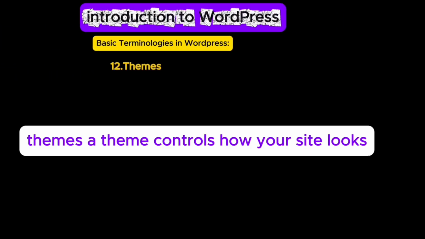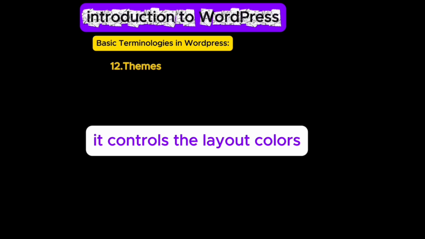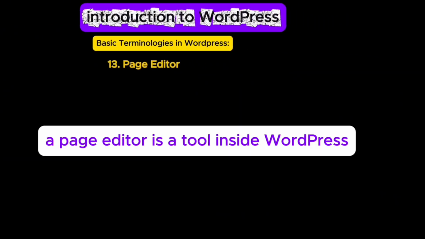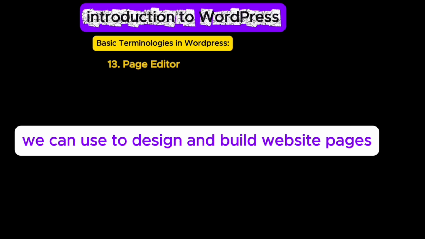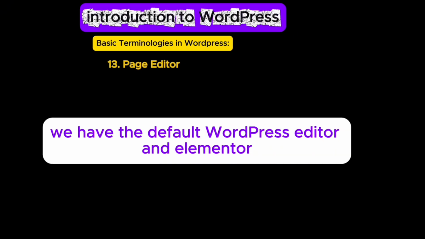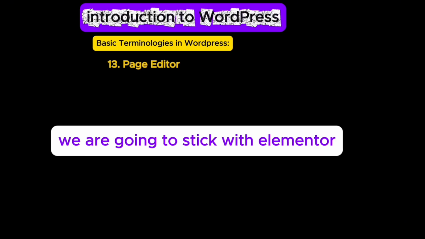Themes. A theme controls how your site looks. It controls the layout, colors, fonts, and style. You can change your theme without affecting your content. Page editor. A page editor is a tool inside WordPress we can use to design and build website pages. For example, we have the default WordPress editor and Elementor. Throughout this course, we are going to stick with Elementor.